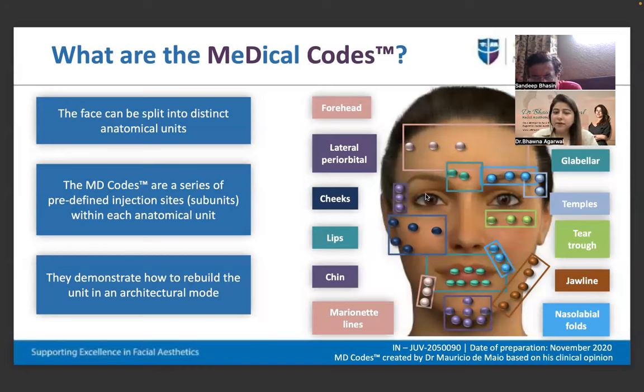Now, what do you mean by architectural mode? The face, when we classify it broadly, has 5 layers: bone, deep fat, muscle, superficial fat, and skin. This is a broad classification, right? Changes in all the layers are reflected on the surface. What changes are reflected, and to what extent, on the surface is what we mean by the architectural mode.